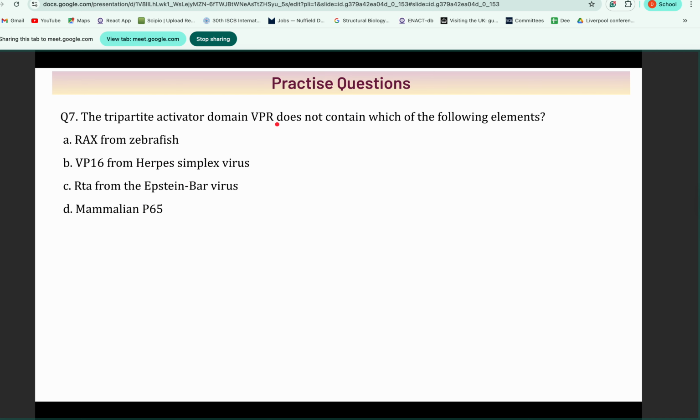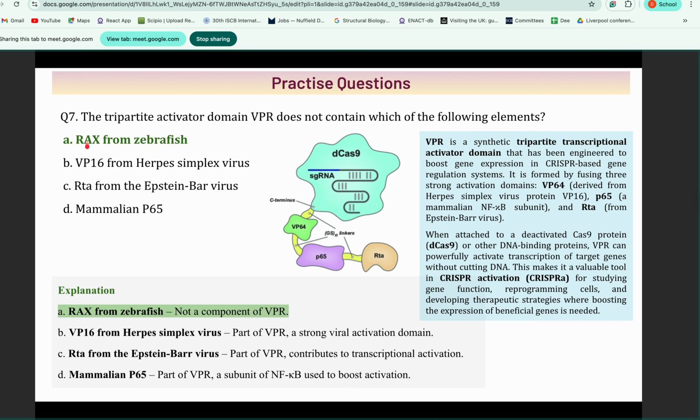As the name suggests, VPR, from here only you can get some hint. So let's see the right answer. The right answer is RAX from zebrafish. This particular element is not present in this domain. This VPR domain is a tripartite transcriptional activator domain which is engineered to boost gene expression. It is formed by fusing three strong activation domains.